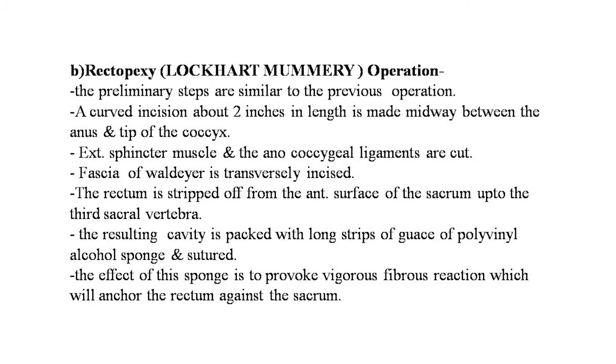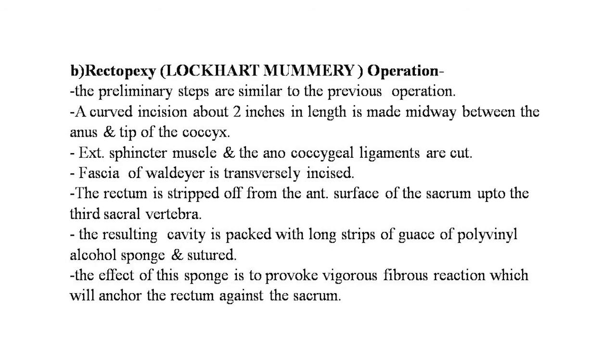Now the second operation is the rectopexy, that is the Lockhart-Mummery operation. The incision and preliminary steps are similar to the previous operation. A curved incision about 2 inches in length is made midway between the anus and tip of the coccyx. External sphincter muscles and the anococcygeal ligaments are cut. Fascia of Waldeyer is transversely incised.